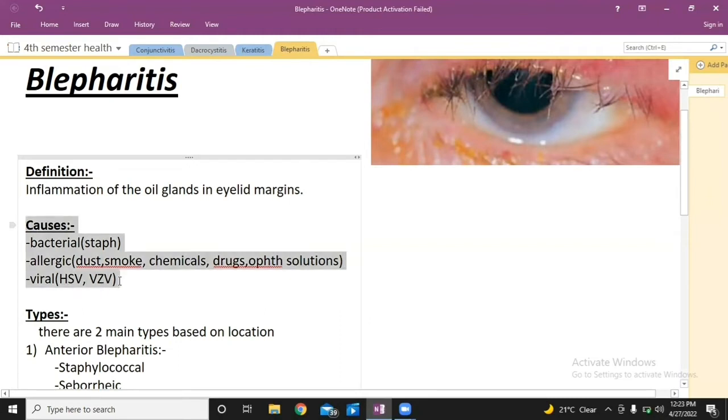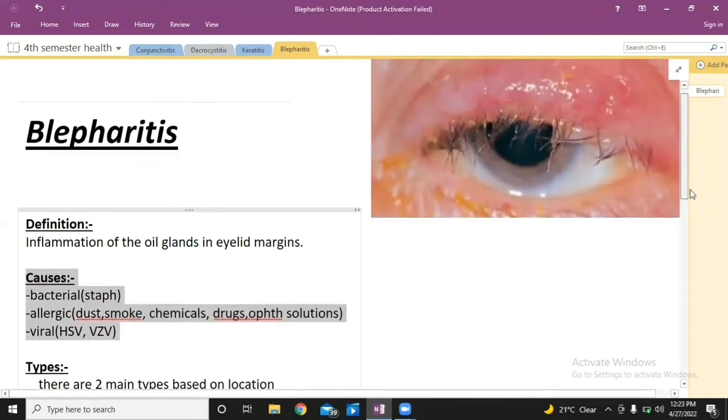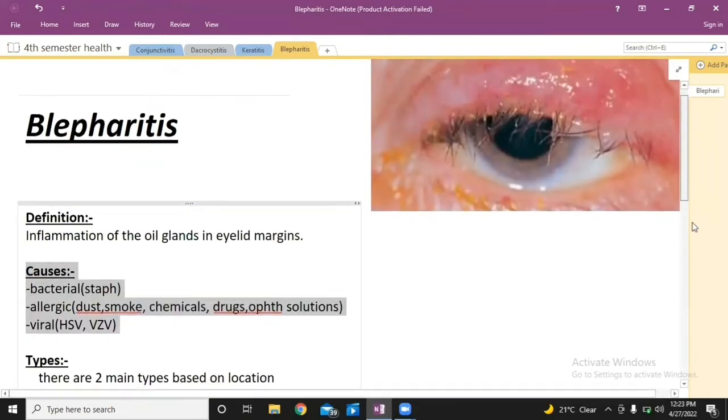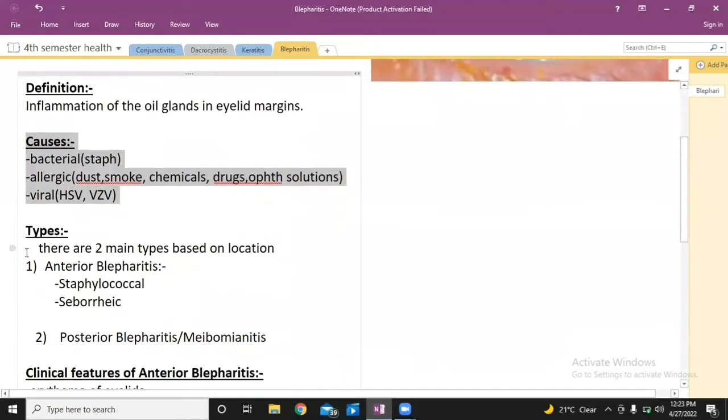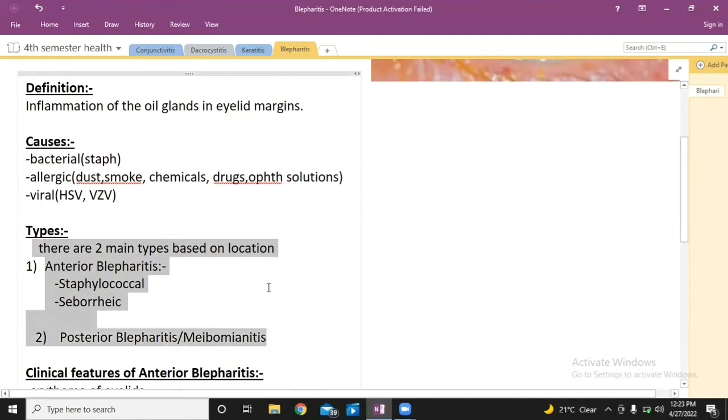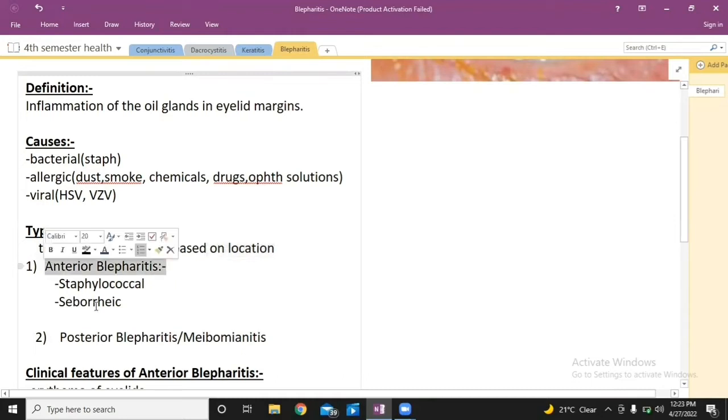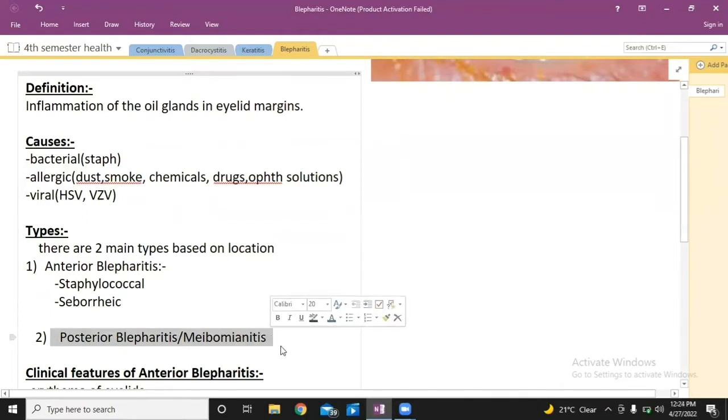Now, whatever is the cause is not the thing to be focusing on. We do not need to concentrate much about this. We just have to know about the causes, and we really have to concentrate on the types of blepharitis. The clinical signs and symptoms which are being presented, those are the things that need to be concentrated. So talking about the types, there are basically two main types of blepharitis based on the location. I'll talk about the location now. One is anterior blepharitis, and the other one is posterior blepharitis, which is also known as Meibomianitis. Meibomianitis is the name which it got from the Meibomian gland present posteriorly in the eyelids.